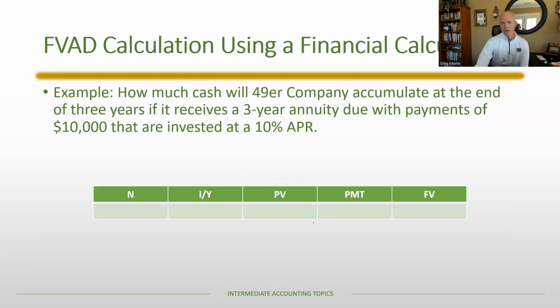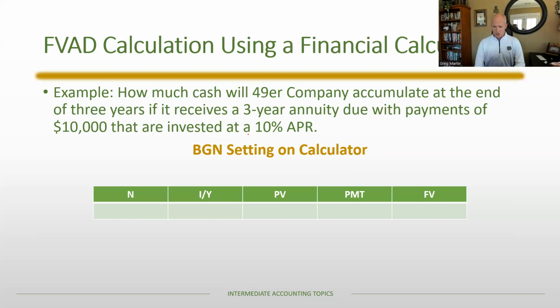So this is using the calculator. Now, I will say there's a little bit of a twist to this one, in that the calculator inputs are the same, whether it's an annuity or annuity due. In other words, the N, I/Y, PV, payment, FV, all that stays the same. We do know that the timing, though, is a little bit different, and the only way you can solve for this is by telling your calculator that this is an annuity due.